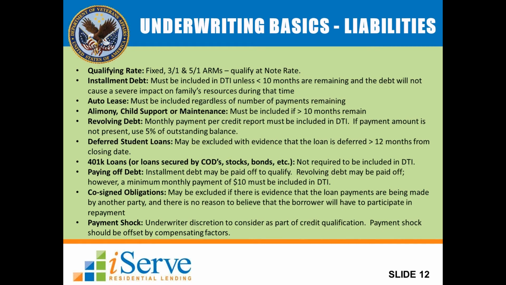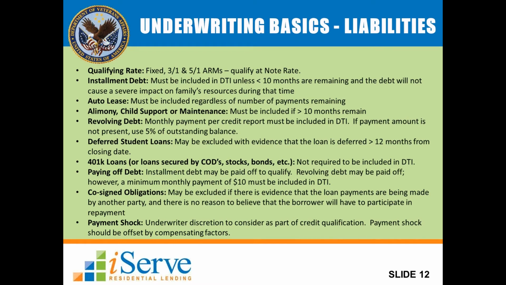Any installment debt, we have to include that in the DTI if there's more than 10 months remaining, or if there's less than 10 months remaining and it's going to severely hamper the veteran's finances during the beginning months of the loan. For example, if we have a BMW loan of $750 a month and we have 8 months remaining, well, that's a pretty big debt. I mean, if they're pushing ratios, chances are we're probably not going to do it. If they have an auto lease, regardless of the number of months, we have to include it in the DTI.